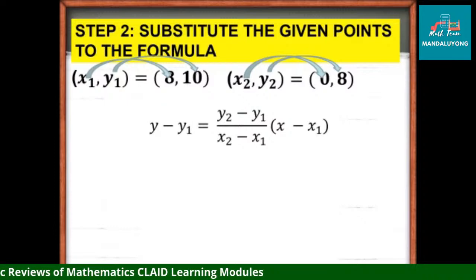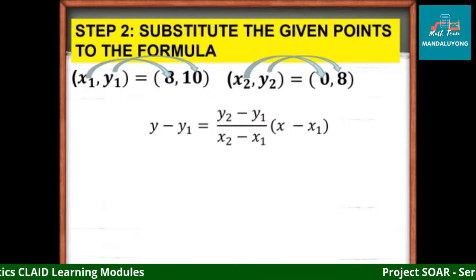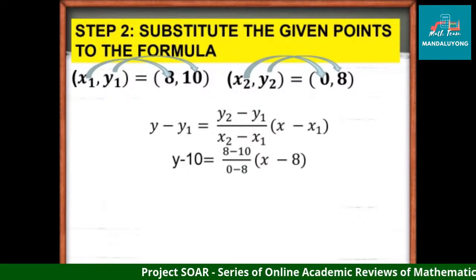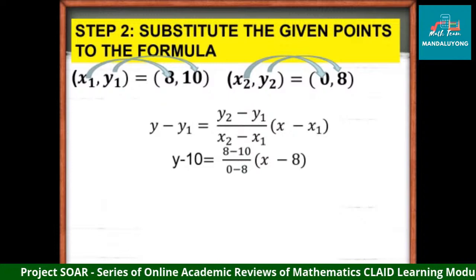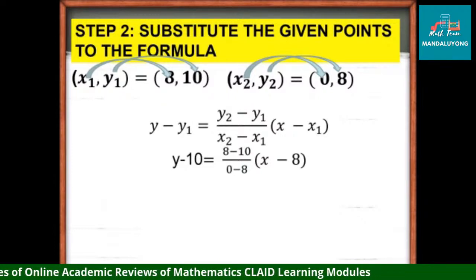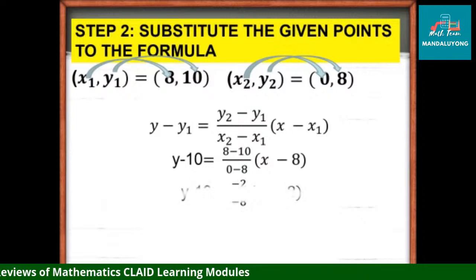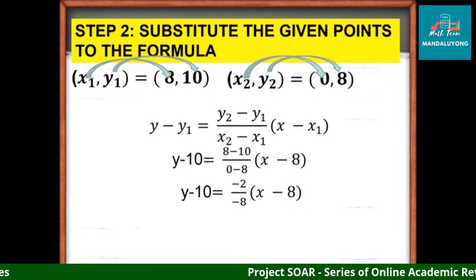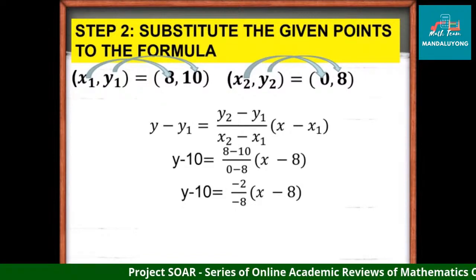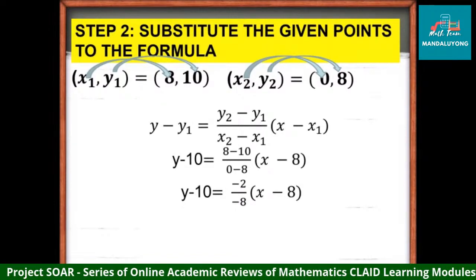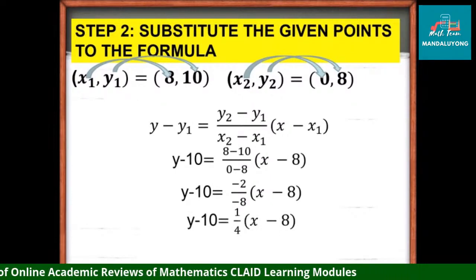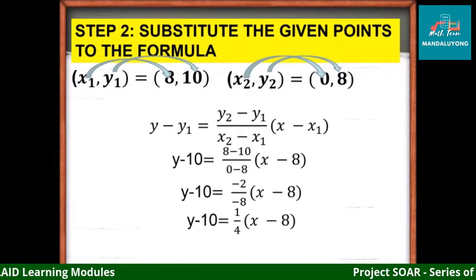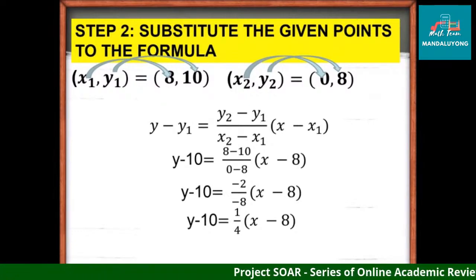Substituting the given points in the two-point formula, we have y minus 10 equals 8 minus 10 all over 0 minus 8, quantity x minus 8. Simplifying this equation, we have y minus 10 equals negative 2 over negative 8, quantity x minus 8. Simplifying further, we have y minus 10 equals 1 over 4, quantity x minus 8.